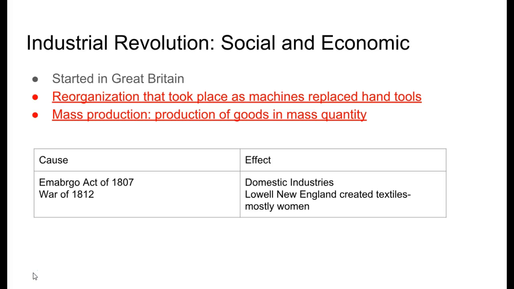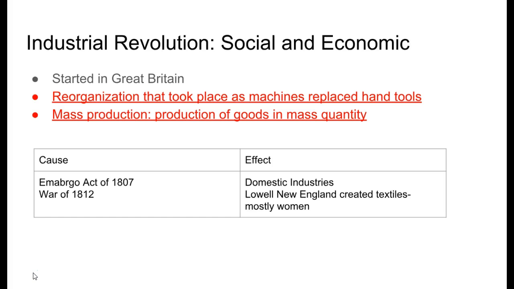The causes of the Industrial Revolution were the Embargo Act of 1807 and the War of 1812. Essentially what happened during these times, the United States could no longer get goods from Great Britain, so they had to learn how to manufacture the goods themselves. And so the effect was a lot of domestic industries, a lot of domestic factories, especially in New England.